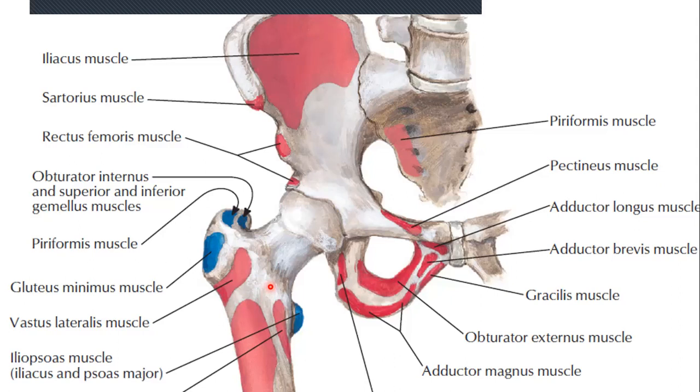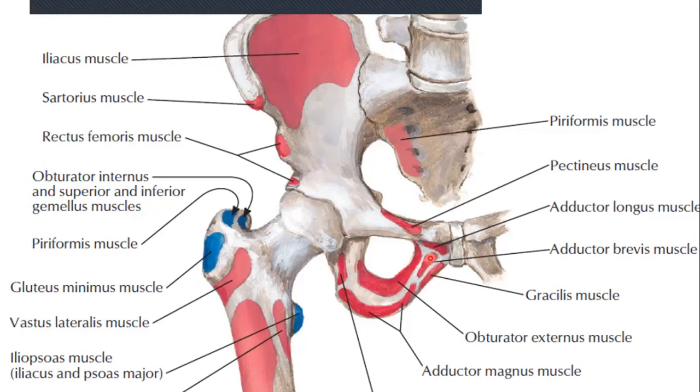Then let's continue. Now here, pectineus is the pecten pubis here, the origin. Then adductor longus at the angle between the pubic crest and the pubic symphysis there. Then gracilis here.